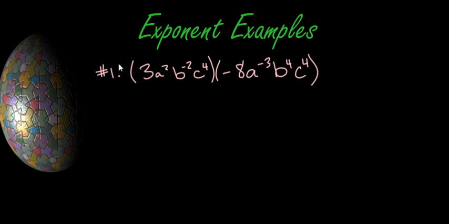Now number 1, if you have the quantity of 3a squared times b to the negative 2, c to the 4th, and it's being multiplied times negative 8a to the negative 3, b to the 4th, and c to the 4th. It looks really scary, but it is not. We're basically going to do our order of operations. Now, you have to have two things that are being multiplied in order to take care of this.